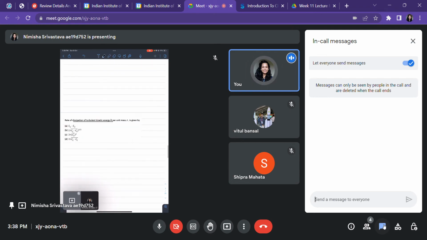Right. Now we're talking about the rate of dissipation of turbulent kinetic energy per unit mass, epsilon, is given by Sij. No, that's not right. That's not right either.